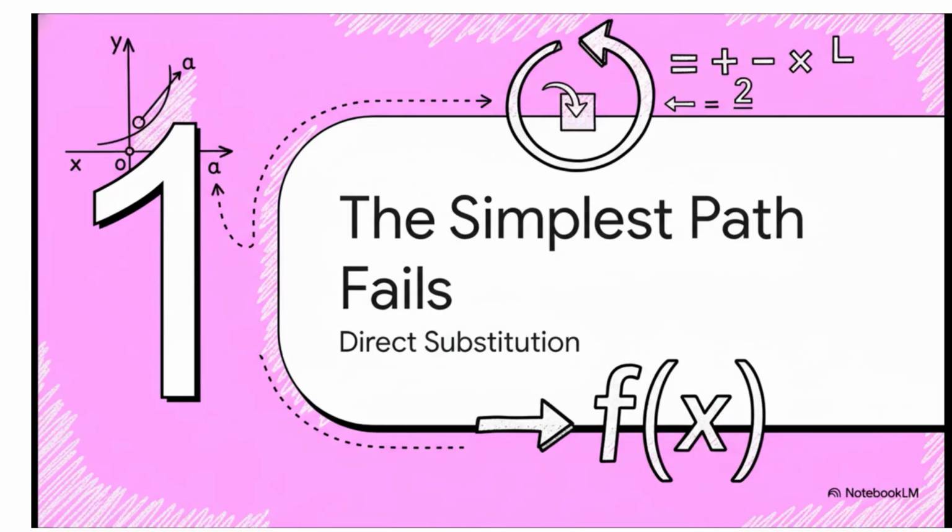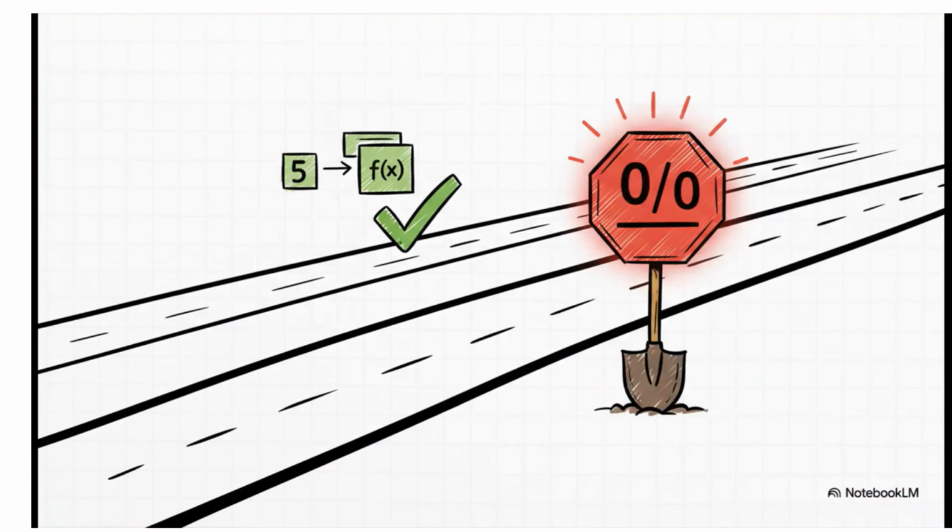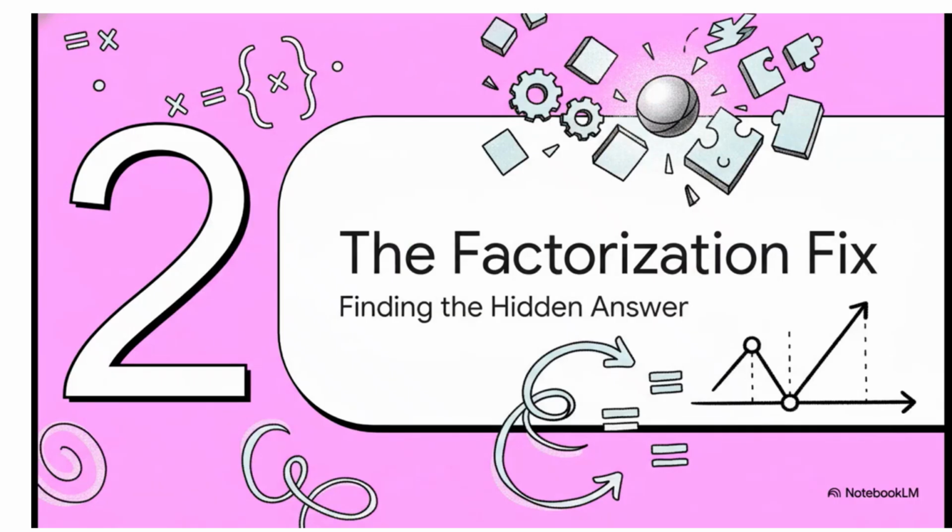Okay, so let's break this down. The very first move pretty much everyone learns for finding a limit is called direct substitution. And honestly, it's exactly what it sounds like. You just take the number that x is getting close to and you plug it right into the function. And a lot of the time, this simple method works beautifully and gets you the right answer in seconds. It should always be the very first thing you try. But we're here to talk about those tricky situations where direct substitution gives you that dreaded, undefined result. So what do you do then?